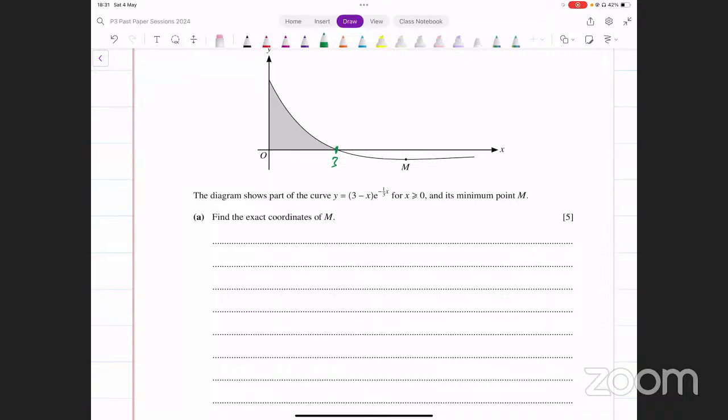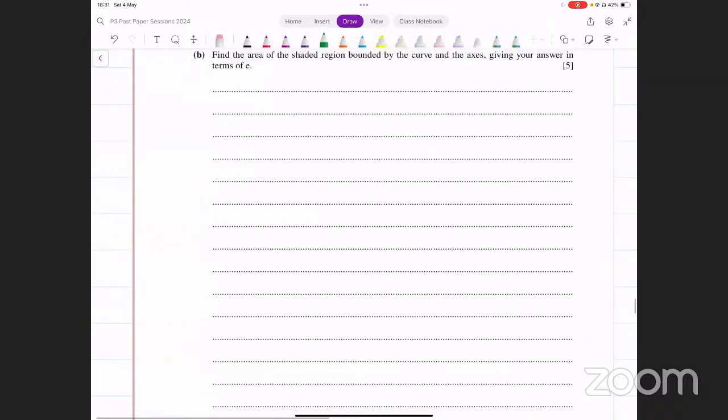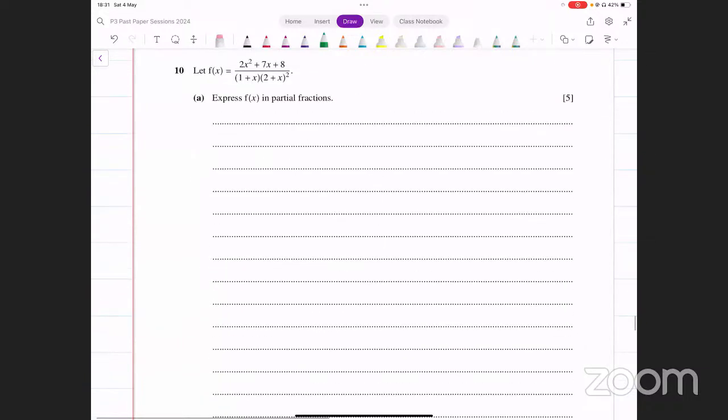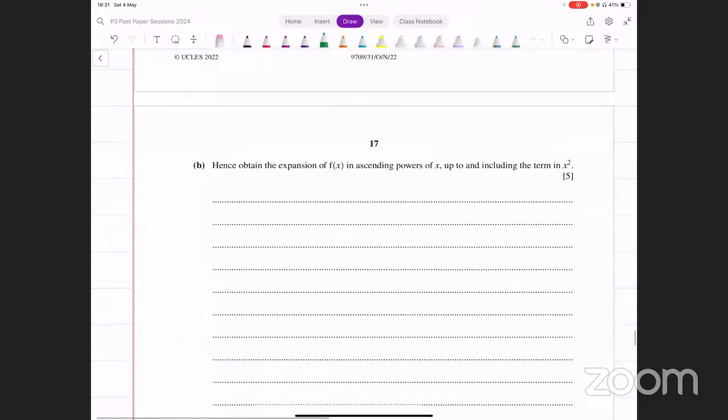In the first part, you have to find this point. That's just differentiation. Put that equal to 0. You'll get that point. It does not look that difficult. Should be doable. Then question number 10 is partial fractions and binomial.